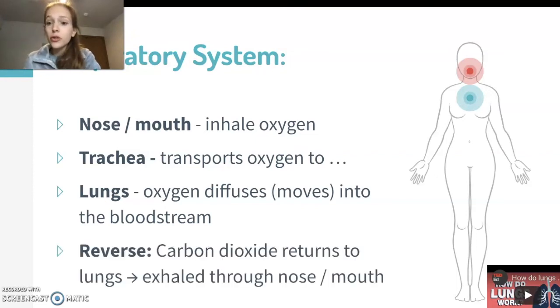Now the reverse is true too. Once we're done with cellular respiration, we make some carbon dioxide, and that's going to have to get out of our bodies, and that's going to happen by going back to the lungs via the bloodstream and being exhaled out of the nose and mouth.